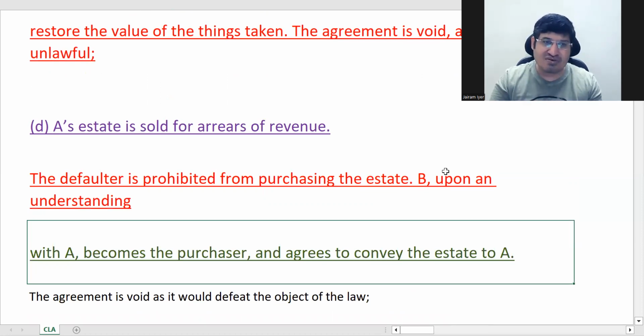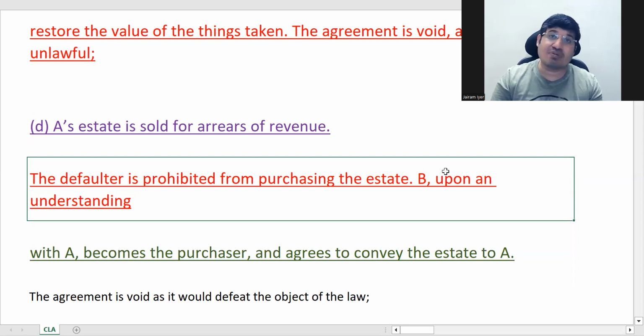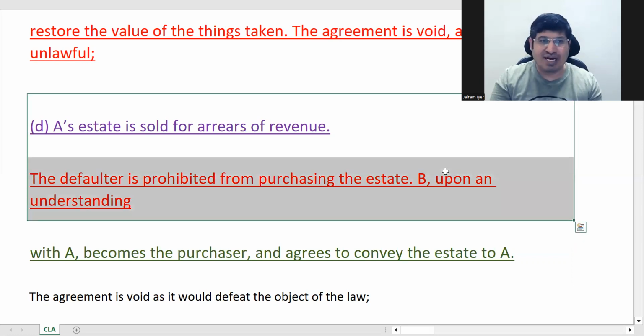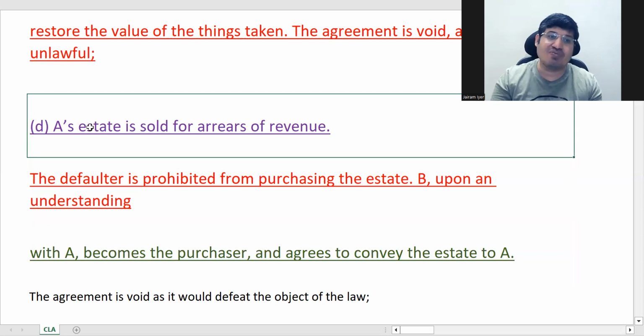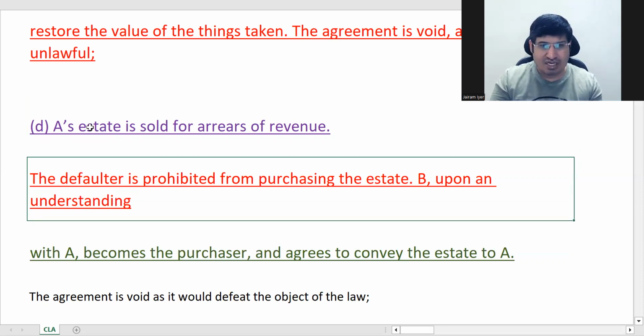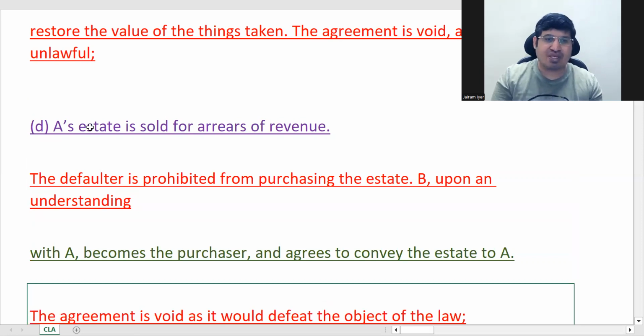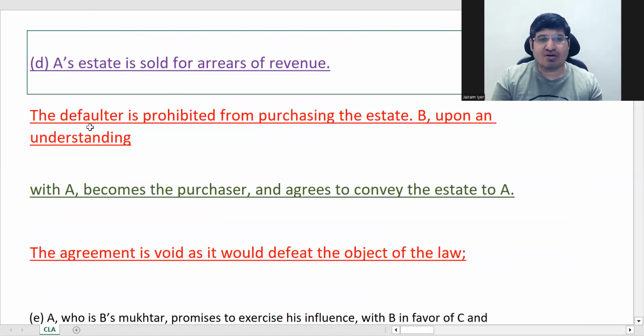So this is an example of defeating the purpose of law, which we studied in the second point, right? I showed you. The law is not allowing him to buy, and now he is finding a way to buy it again. So that is defeating the purpose of law. Clear? So the agreement is void as it would defeat the object of law. Fine.